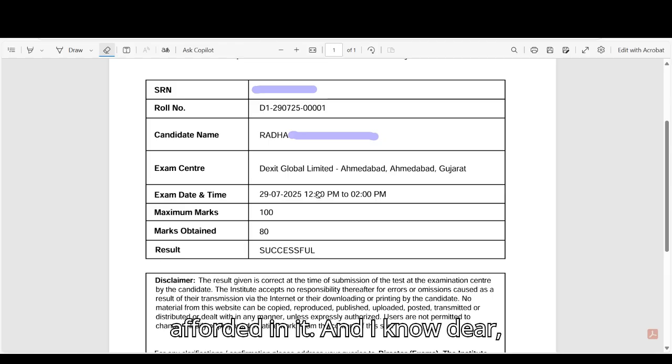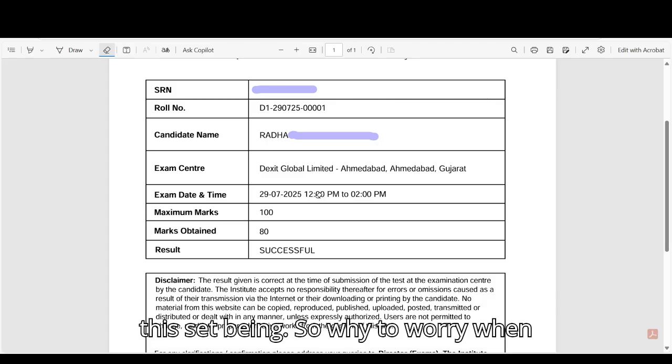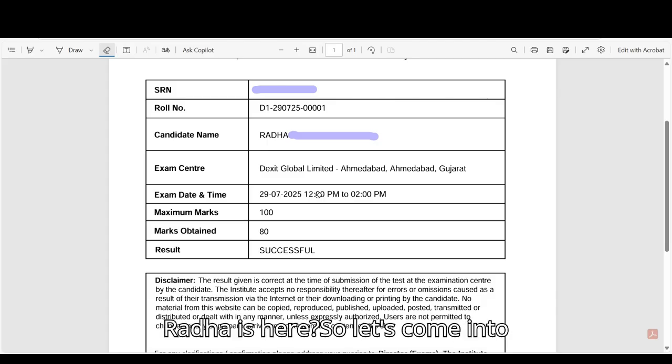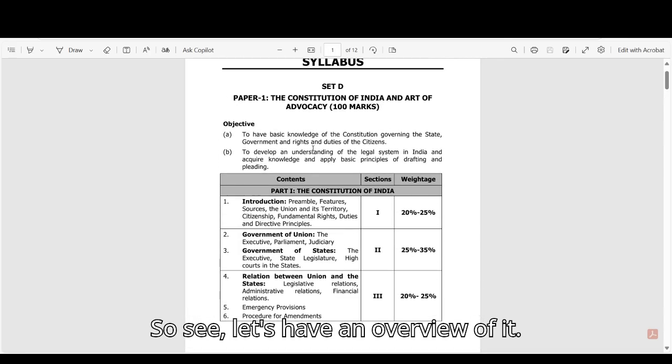And I know, my dear brothers and sisters, I am very well aware of it, that you aren't able to find many videos in this Set D. So why worry when Radha is here? So let's come into the syllabus portion. Weightage. So see, let's have an overview of it.